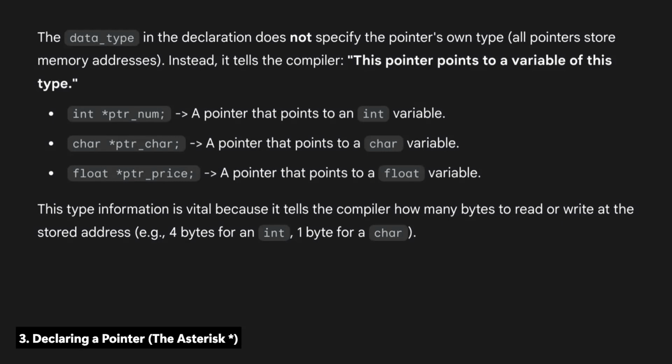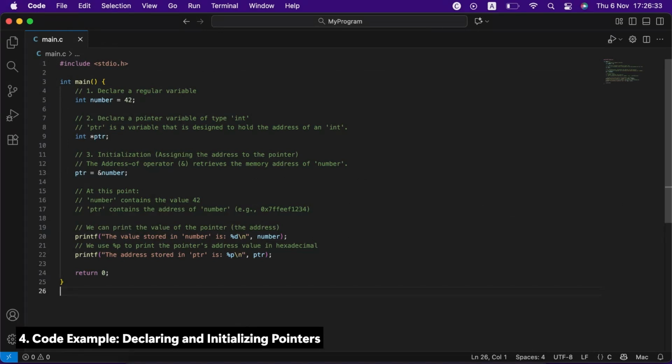This type information is vital because it tells the compiler how many bytes to read or write at the stored address, e.g., 4 bytes for an integer, 1 byte for a char. Fourth, code example: declaring and initializing pointers. Let's look at how we declare and initialize a pointer in context. We will use the address-of operator, ampersand, for the first time, as it is mandatory for initializing pointers.